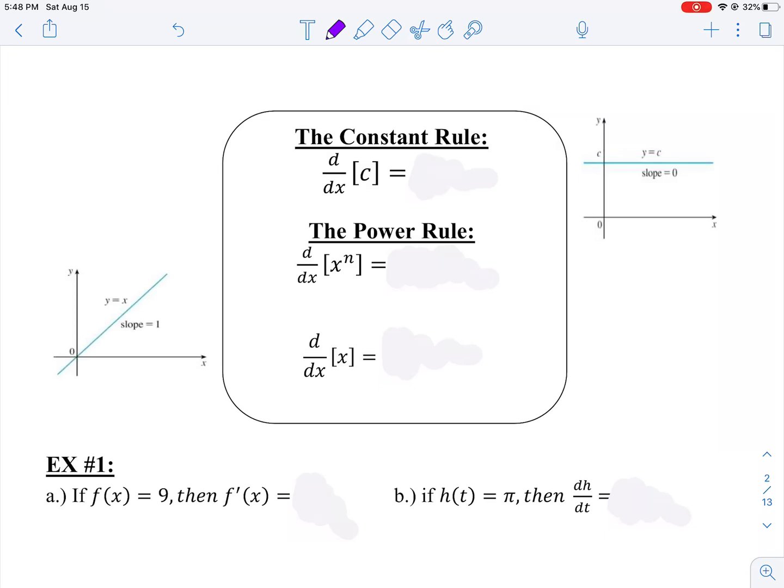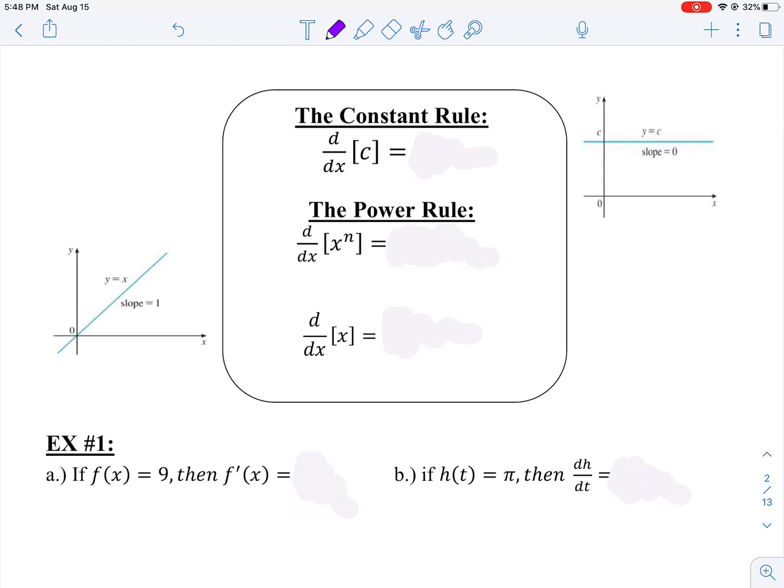All right, let's talk about those cool rules, the easier way to find derivatives. I know some of you are mad at me for making you do the long way, but hopefully it'll make you appreciate these rules a little bit more.